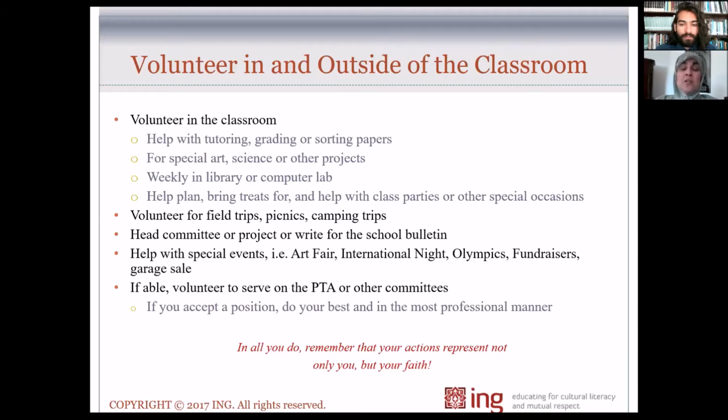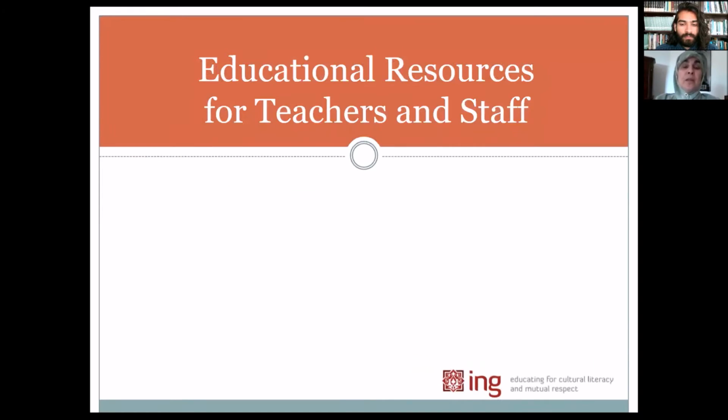If you do accept any of these positions, though, you must do your best in your most professional manner, and remember that in everything you do, your actions are not just representing you, they are representing your faith. So keep that as your benchmark in everything you do inside and outside of your child's classroom.